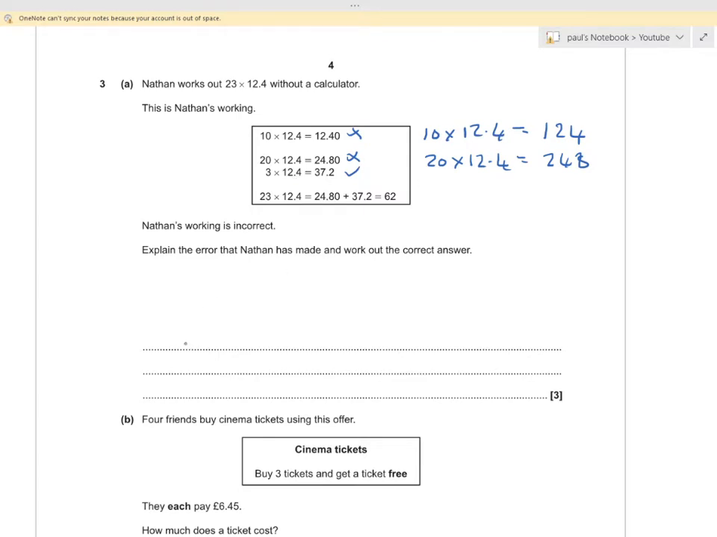3 times that, yeah, that's right. So what he's done is, when multiplying by 10, he made a mistake.